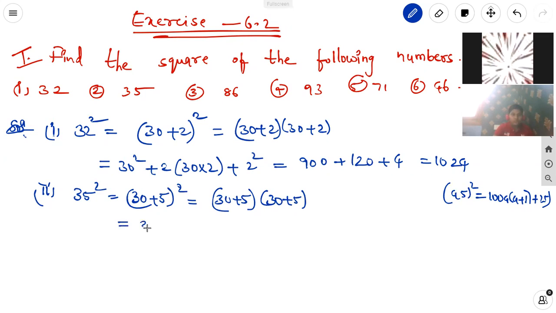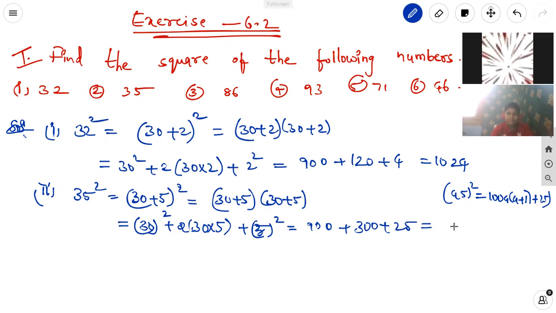30 into 30, 2 times, that is 30 square, plus 2 times the product of the two numbers, 2 into 30 into 5, plus 5 square. 30 whole square means it's 900, plus 2 into 30 into 5 is 300, plus 5 square is 25. It's 1225. Why? Because in the unit's place 25, and 9 plus 3 is 12.